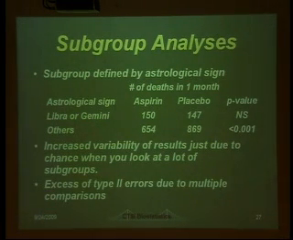This is a subgroup defined by astrological sign. So if they were born in the months associated with the signs of Libra or Gemini, then there was no effect of aspirin over placebo. Whereas if they were born in one of those other months, they had a very significant result. So anytime you look at subgroups of patients, you get increased variability in the results just by chance. And this is especially problematic when you look at large numbers of subgroups, and in particular small subgroups. So here we have an example of an excess of type 2 errors where some of the groups are not finding a difference, but you could also have an excess of type 1 errors where you're finding differences where there really aren't any.